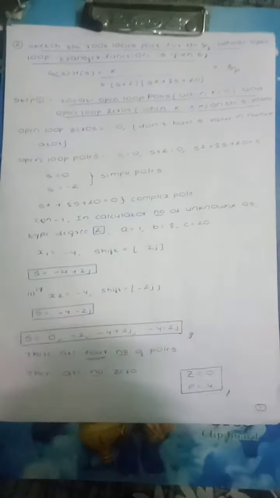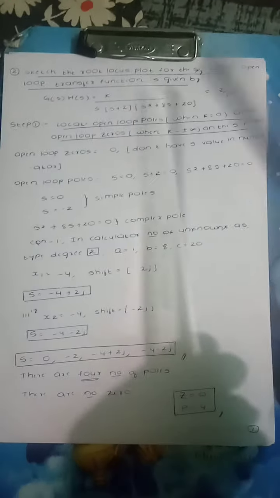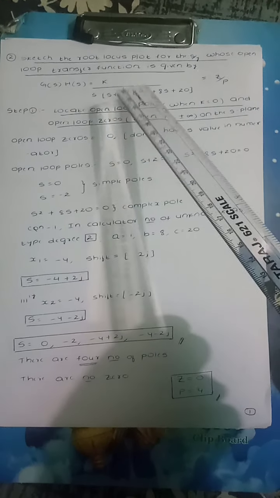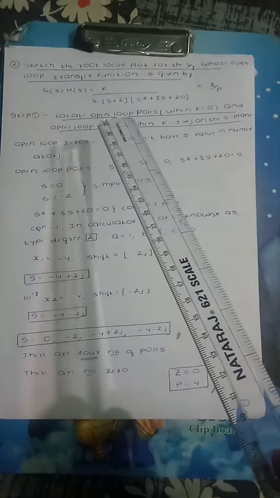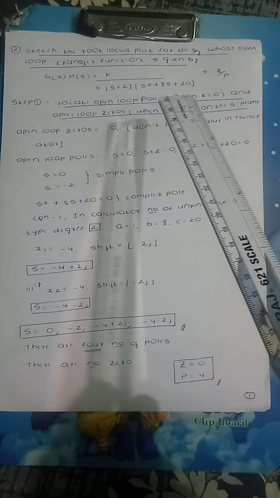Let us study about the second important problem on root locus plot. Sketch the root locus plot for the system whose open loop transfer function is given by G(s)H(s) is equal to K divided by s into (s plus 2) into (s square plus 8s plus 20).